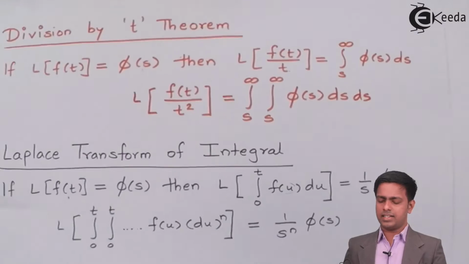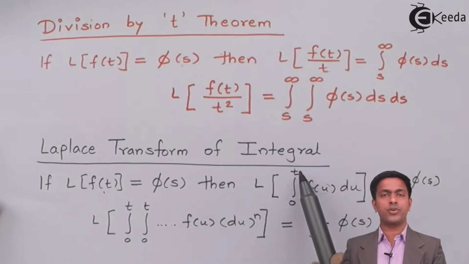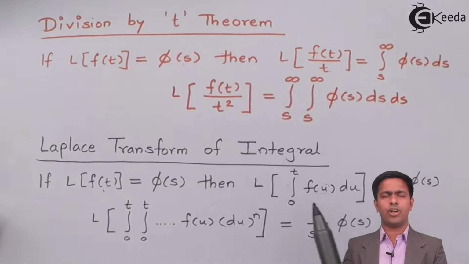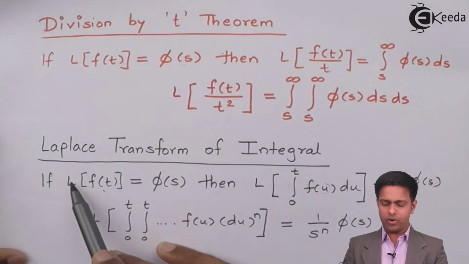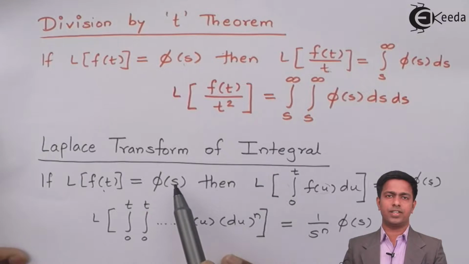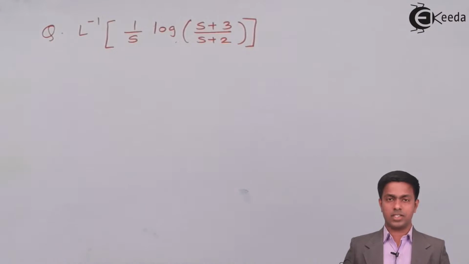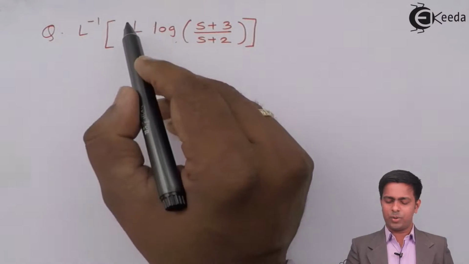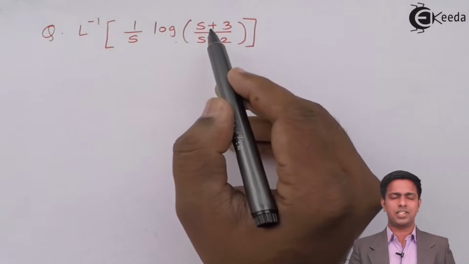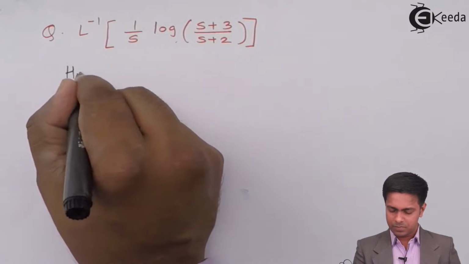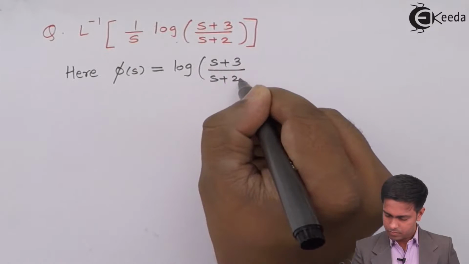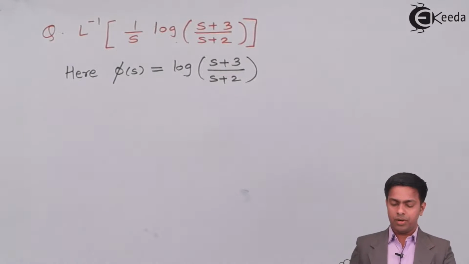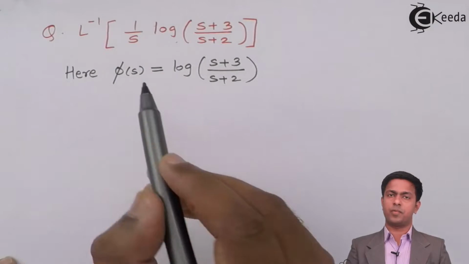So it means the answer of this is going to be the integral from 0 to t of f of t dt, or f of u du. And to get that value of f of t, we have to find the inverse Laplace transform of phi of s. So we have to find the inverse Laplace transform of this log term. So let's start. Here this is 1 upon s phi of s. I'll call this term phi of s. Now we have to find the inverse Laplace transform of this term.